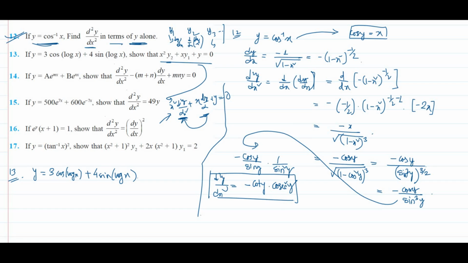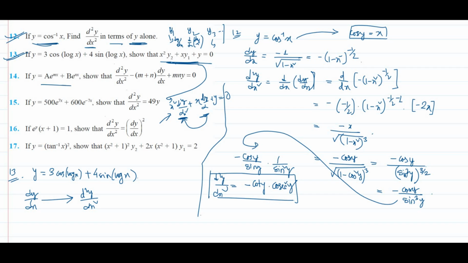So basically you just need to solve it, find dy by dx, then differentiate this expression once again to find d square y by dx square, and then put it in the expression, and you will for sure find it to be 0. This is how you can prove. Similarly, question number 14 is the same.